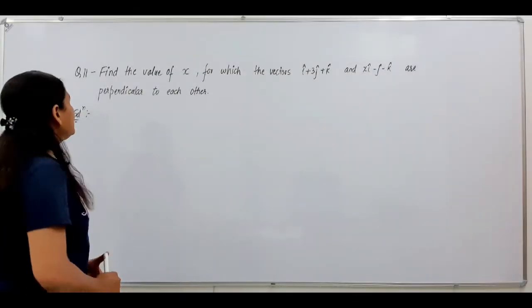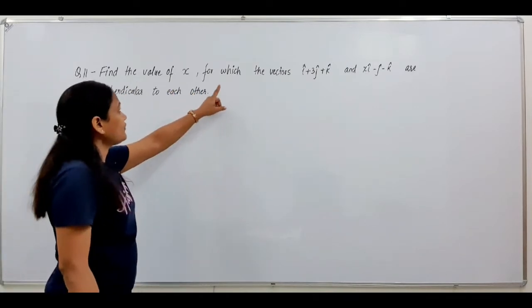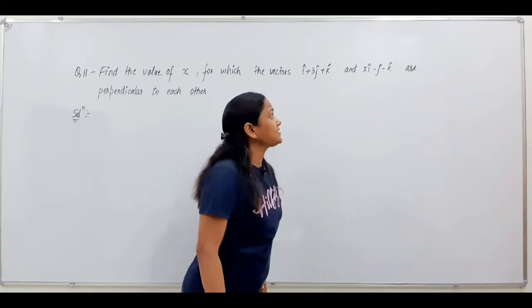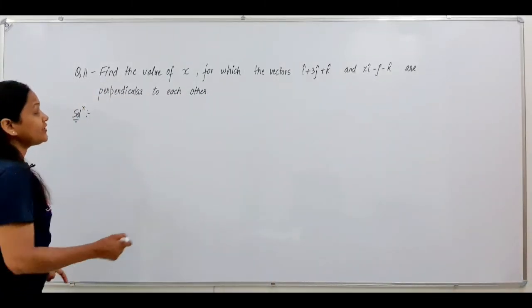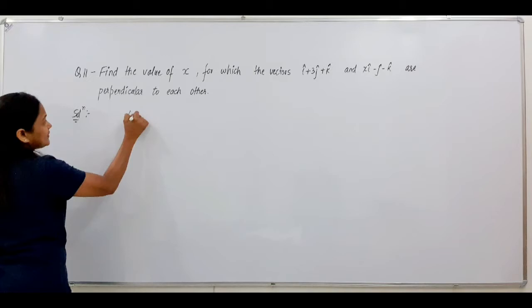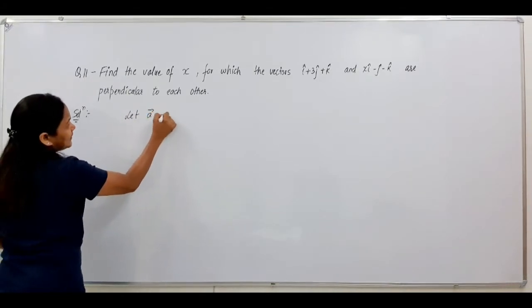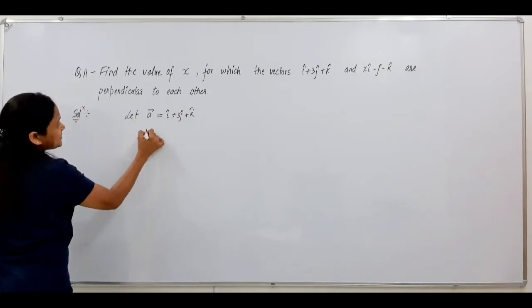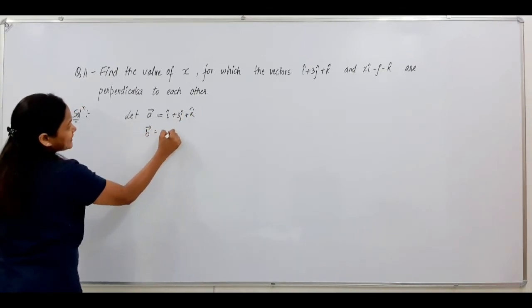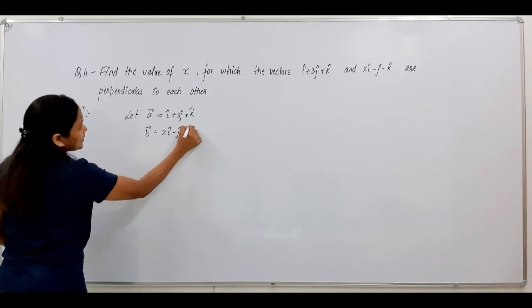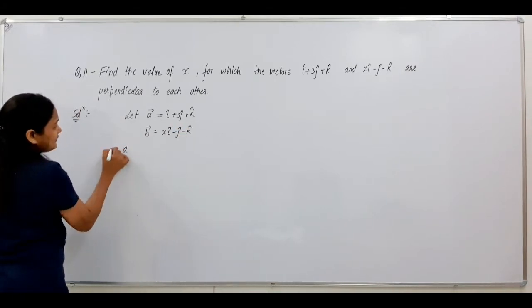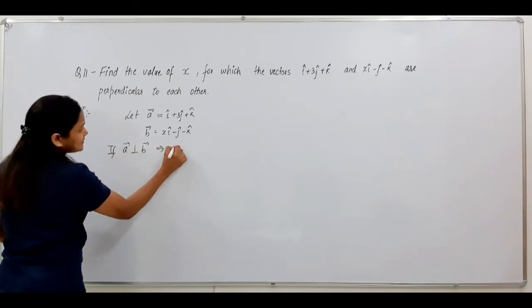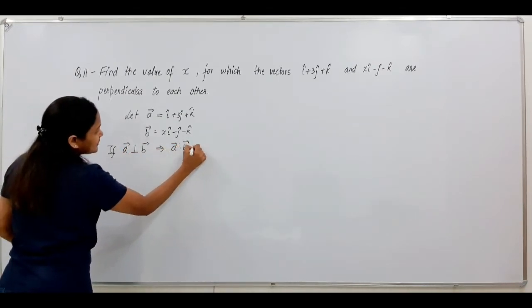Your 11th question is find the value of x for which the vectors i plus 3j plus k and xi minus j minus k are perpendicular to each other. We know the two vectors, let A be this vector i plus 3j plus k and B be this vector xi minus j minus k.